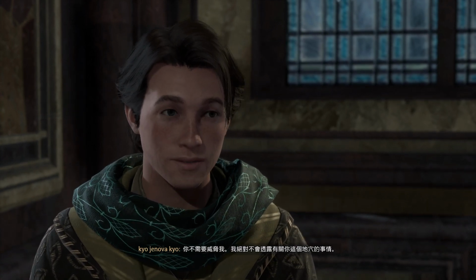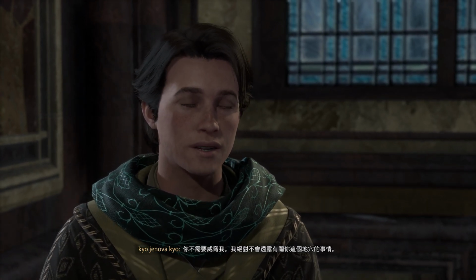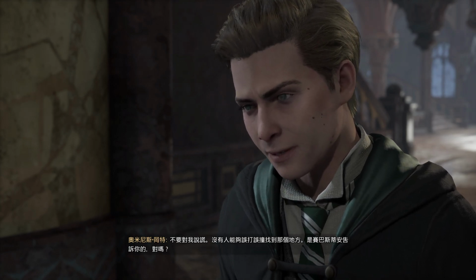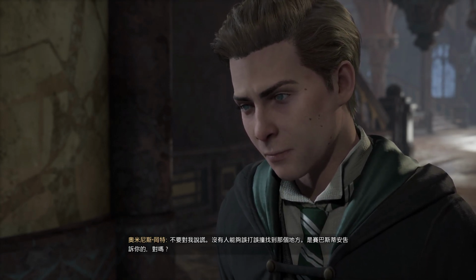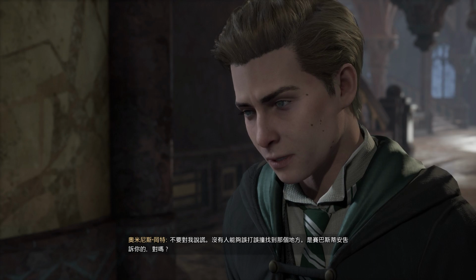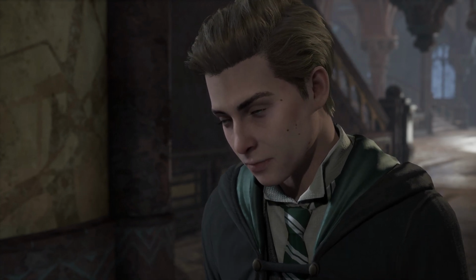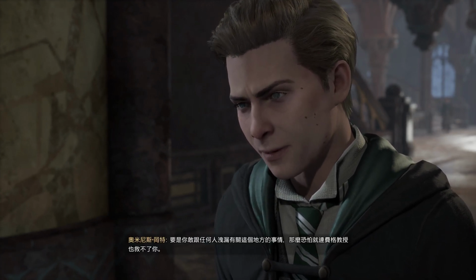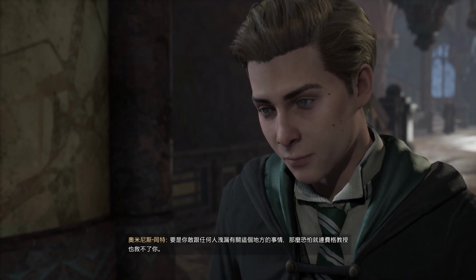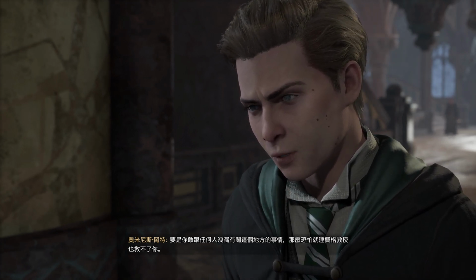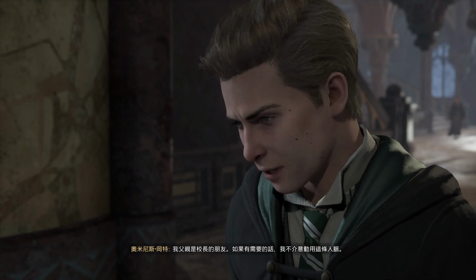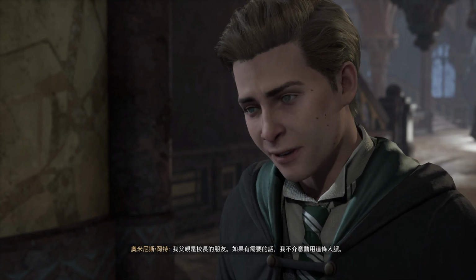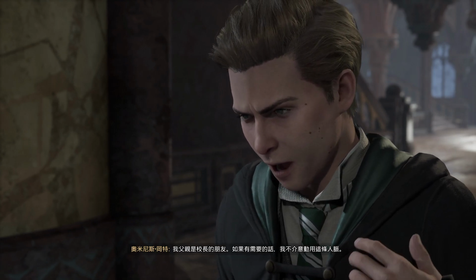Ah, well, I was exploring and then suddenly found myself in a strange passageway. Don't lie to me. No one stumbles upon that room. Sebastian told you, didn't he? You breathe a word about this place to anyone, and not even your precious Professor Fig will be able to help you. My father is friends with the headmaster. I am not afraid to exploit that connection if I need to.